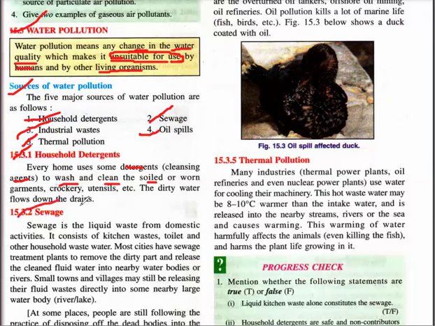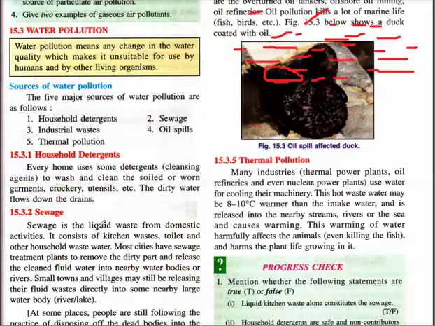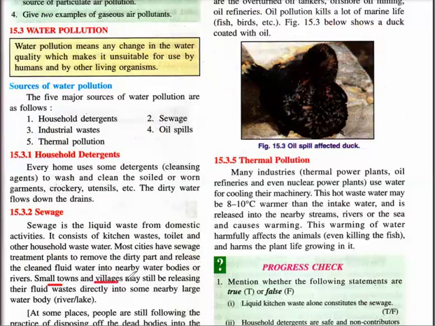So sewage. Sewage is a liquid waste from domestic activities. It consists of kitchen waste, toilet, and other household waste water. Most cities have sewage treatment plants to remove the dirty part and release the cleaned water into nearby water bodies or rivers, as I said. Small towns and villages may still be releasing their fluid waste directly into some nearby large water bodies, river and lake.